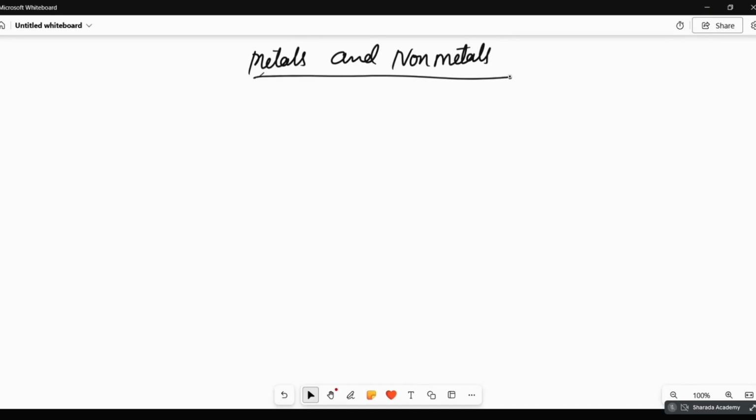Then diamond. Most non-metals are gases or few are solid. But diamond is a solid, the hardest substance, and it is a non-metal. So that is also an exception. And another one, what about iodine? It is lustrous in nature, but most of the non-metals are dull in nature. So all these also they ask. So these are the properties of metals and non-metals.